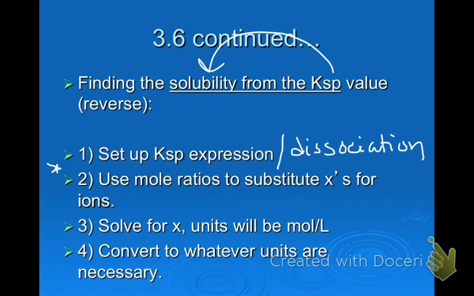Then this is the hardest part right here, number 2. Use mole ratios to substitute X's for ions. I'll show you how to do that. Solve for X. Your units are going to be in moles per liter, and then convert to whatever units are necessary. So again, I'll have you go ahead and pause that so you can write it down. But these are your basic 4 steps, and we'll do an example.